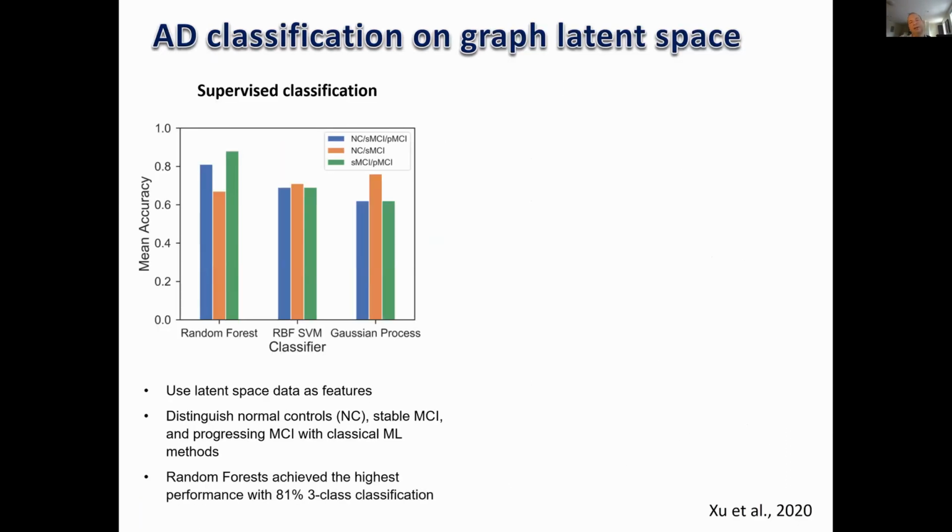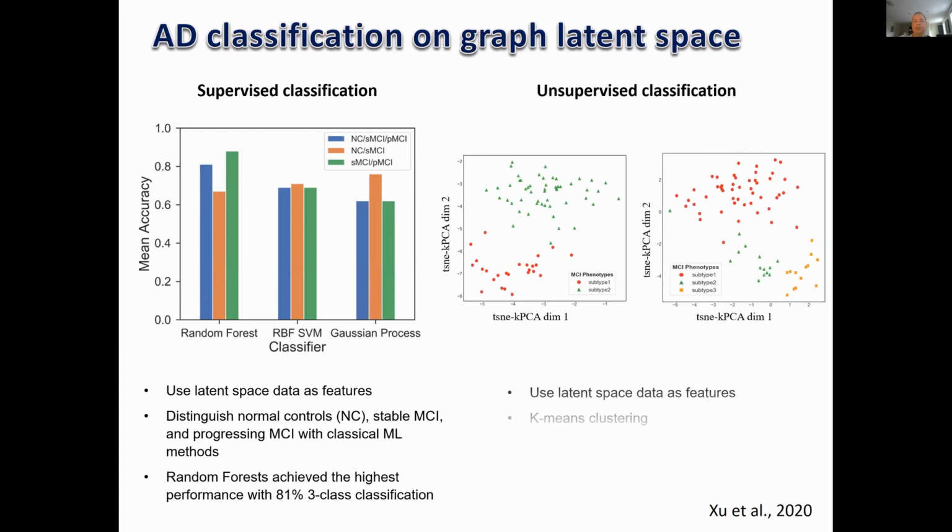And finally, we used these embeddings as input data for classical classifiers to distinguish normal controls from stable MCI from progressive MCI. Stable MCI were the patients that remained stable after 3 years of the recordings. Progressing were the ones that after 3 years moved to AD, Alzheimer's disease. So we were able to dissociate all this in a 3-way classification using, for example, random forest, reaching 81% decoding accuracy. So this shows the promise of using deep learning and machine learning to extract brain signals from graphs.